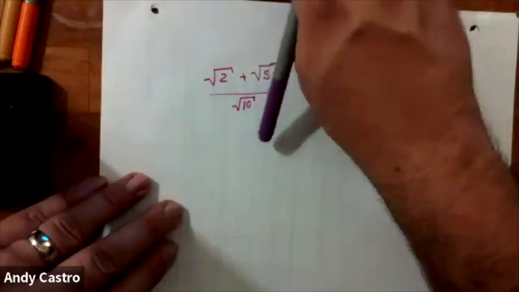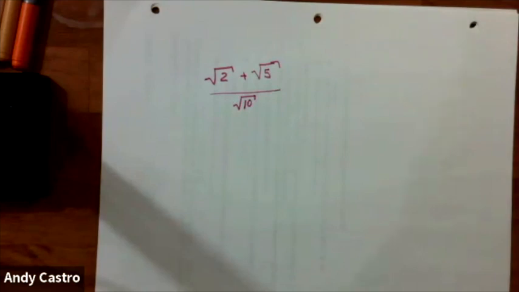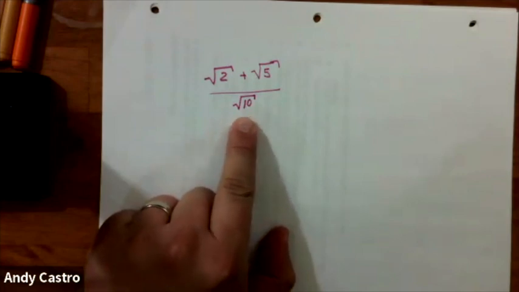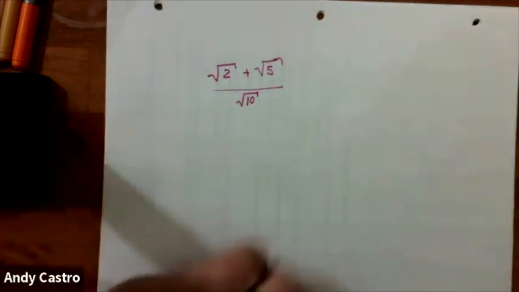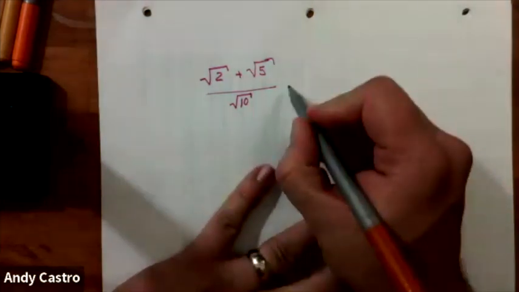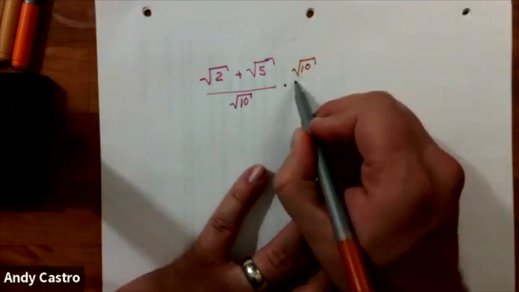All right, so what do I do here? The square root of 2 plus the square root of 5 in the top is no big deal. That can be in the numerator, and I really can't simplify either one of those. The square root of 2 and square root of 5 are both prime numbers, so they don't have any factors. 10's two factors are 2 and 5, and neither one of those are perfect squares. So what I need to do here is get rid of that square root in the denominator. How do I do that? I'm going to multiply the top and bottom by the square root of 10.